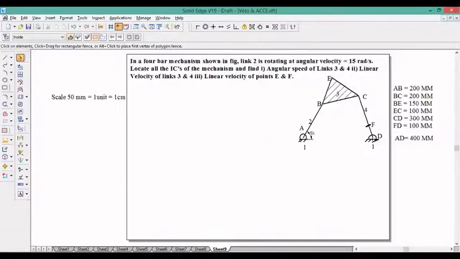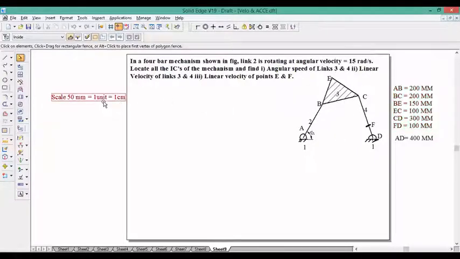So let's move on to the next problem. That is a 4-bar mechanism shown in the figure. Link 2 is rotating at angular velocity 15 radians per second. Locate all instantaneous centers of the mechanism and find the angular speed of links 3 and 4, the linear velocity of links 3 and 4, and the linear velocity of points E and F. A rough diagram is given in the problem itself and all dimensions are given.